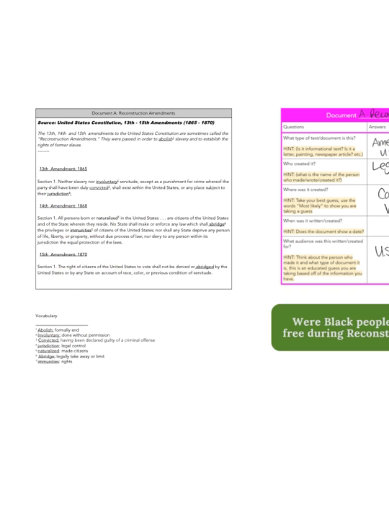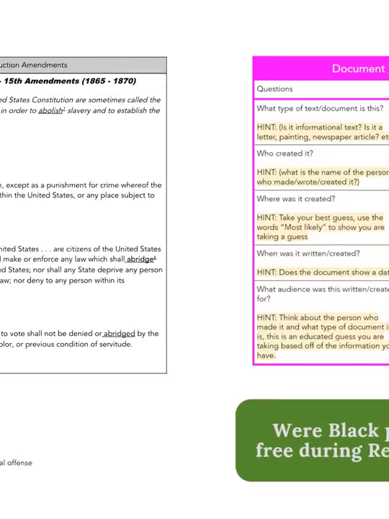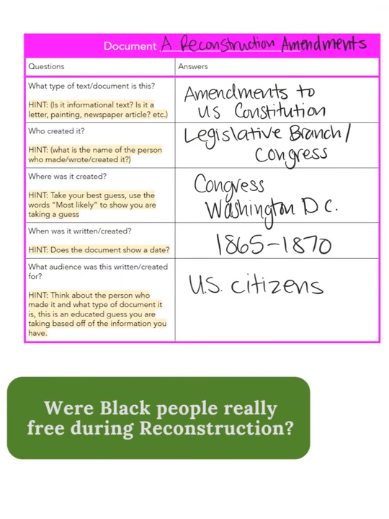I'm going to start from the top again and read through this entire document. Follow along and answer the questions as we go. As you are reading, keep in mind the sourcing information and the big question, were Black people really free during Reconstruction?